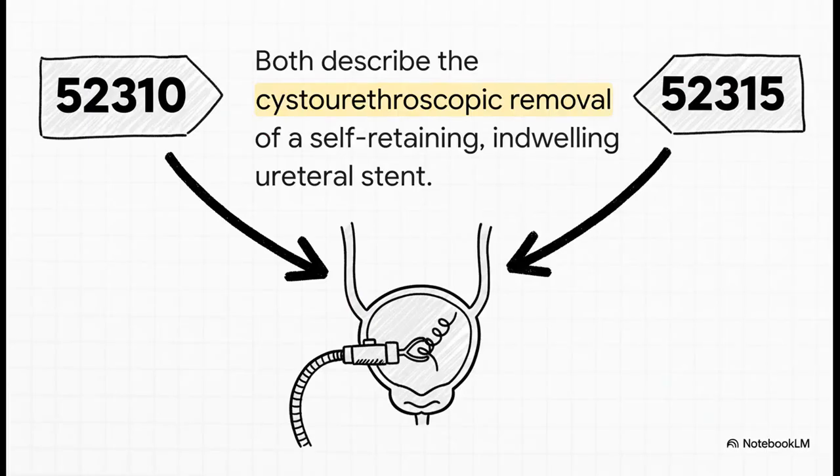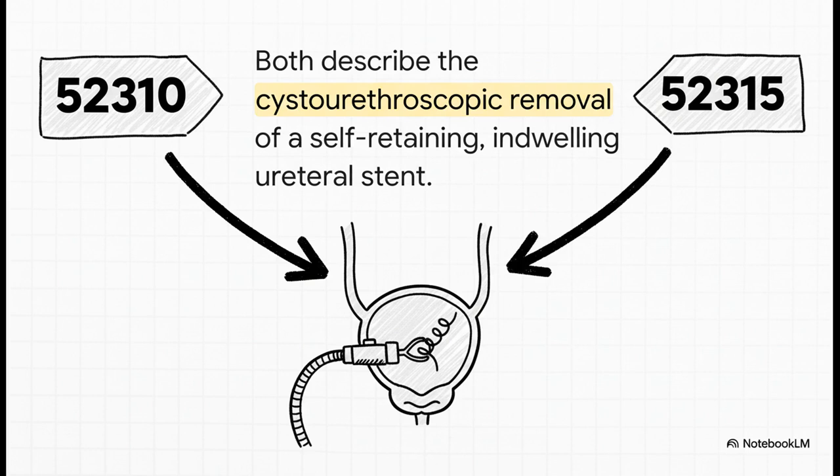And here's what they both describe. A cystourethroscopic removal of a self-retaining indwelling ureteral stent. Whoa, that's a mouthful, right? Let's unpack it. Cystourethroscopic is the really important word here. All it means is that the doctor used a scope, going up through the urethra and bladder, to grab the stent and pull it out.